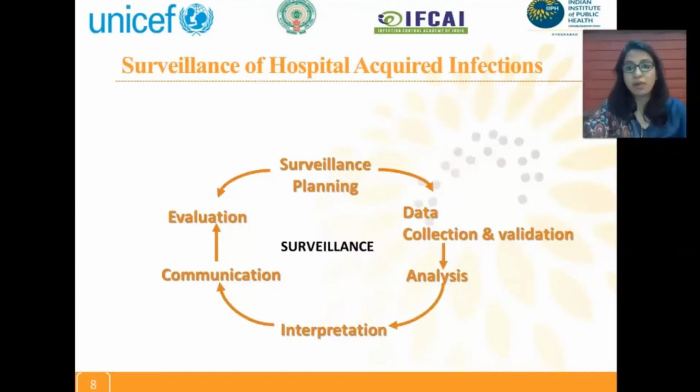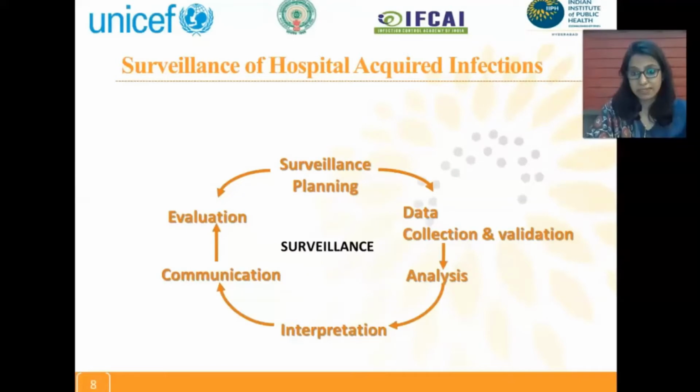Right. So now coming to the steps of setting up a surveillance system for hospital-acquired infections. It's basically a cycle where you plan the surveillance system, then you collect the data, you validate the data to see if it is correct, you analyze the information, you interpret it, you communicate it to the right people, they use that information for decision making, you evaluate your surveillance system, and again feed back into surveillance planning. So surveillance planning can also get feedback from the evaluation.